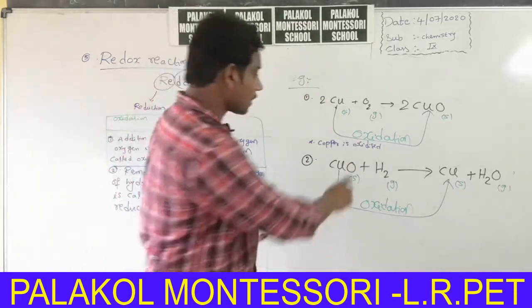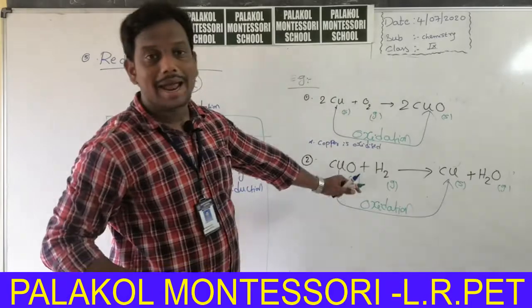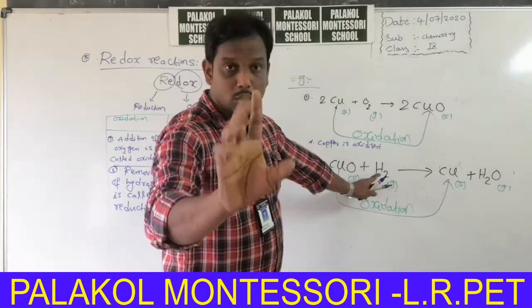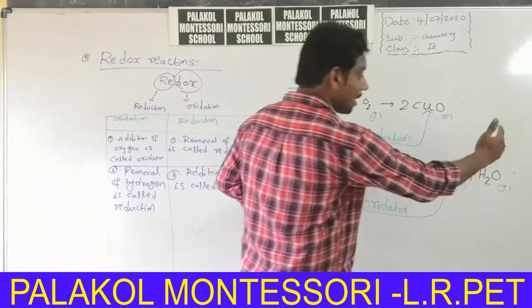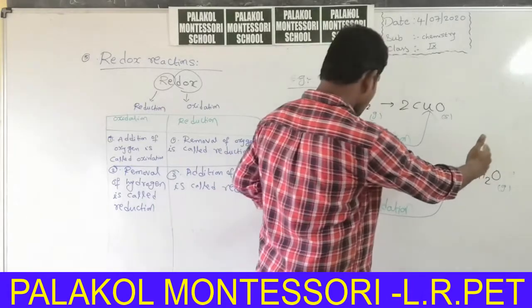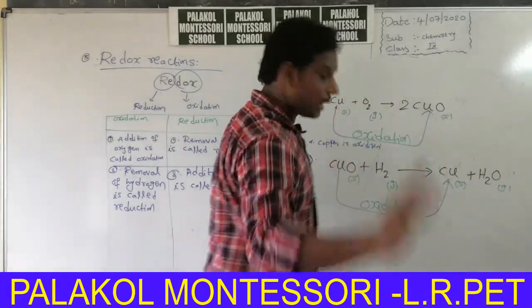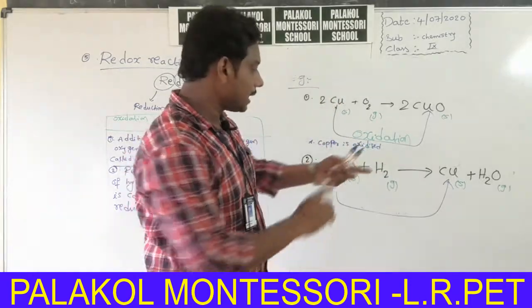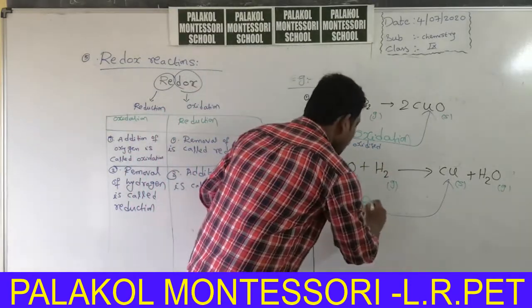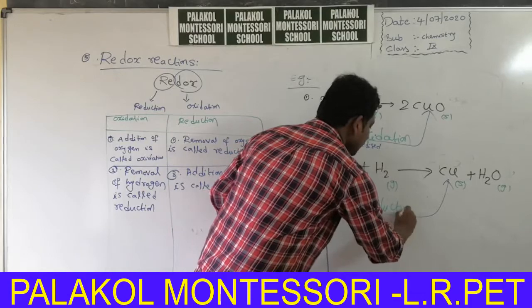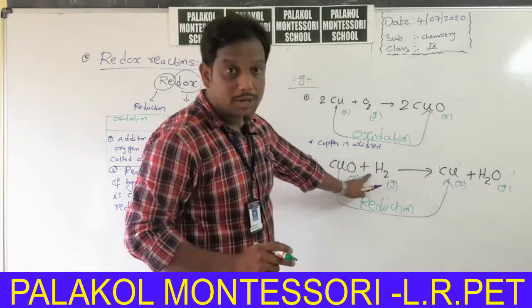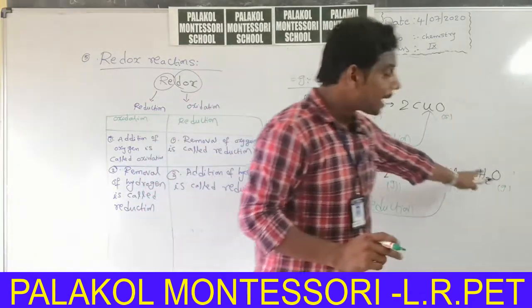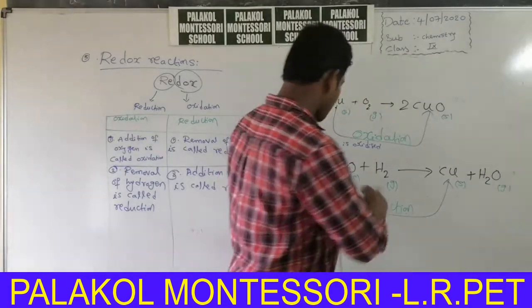Observe hydrogen gas. On the left hand side, hydrogen H2 is there. On the right hand side, removal of oxygen is called reduction. Here observe H2 is there. On the right hand side, H2O is there.